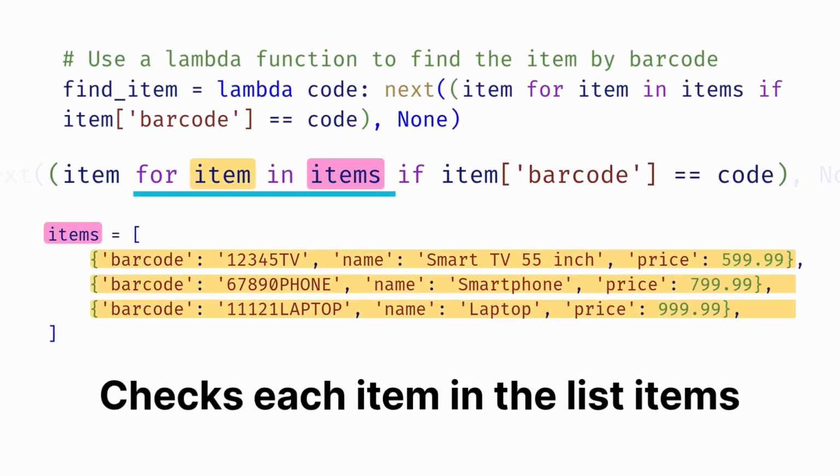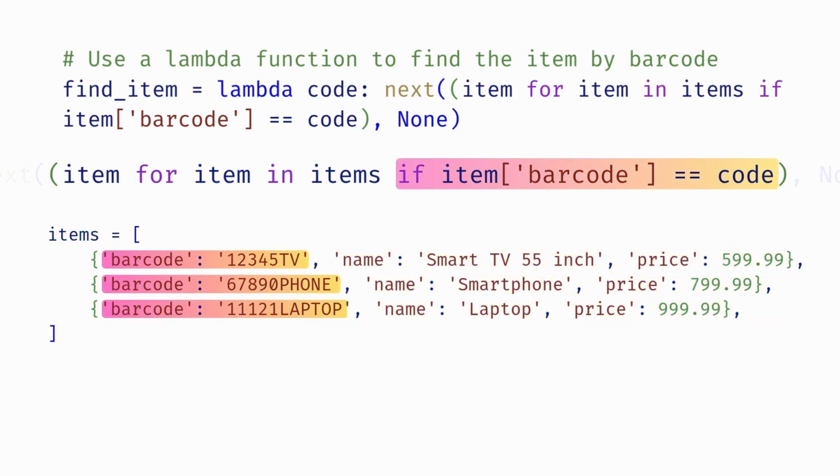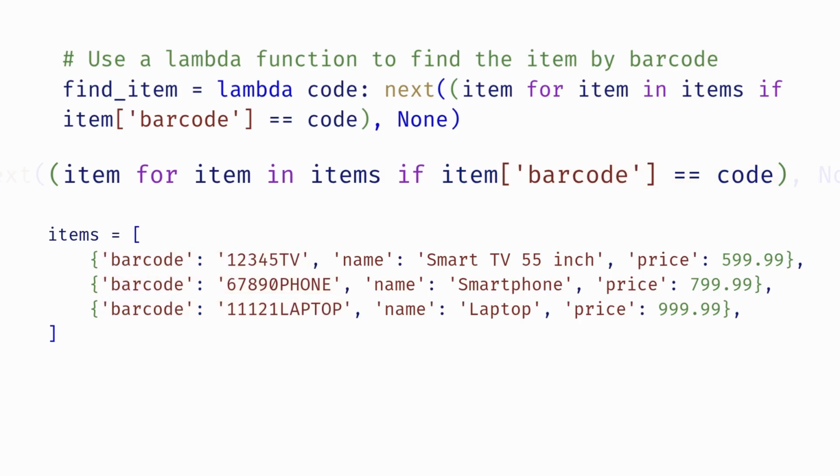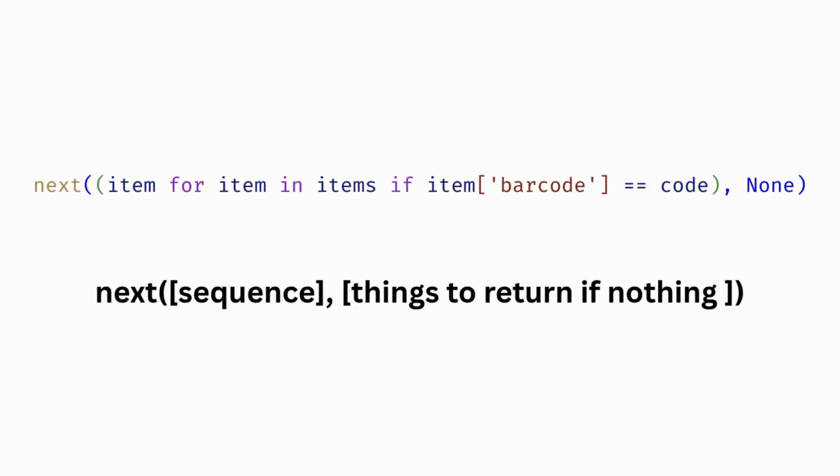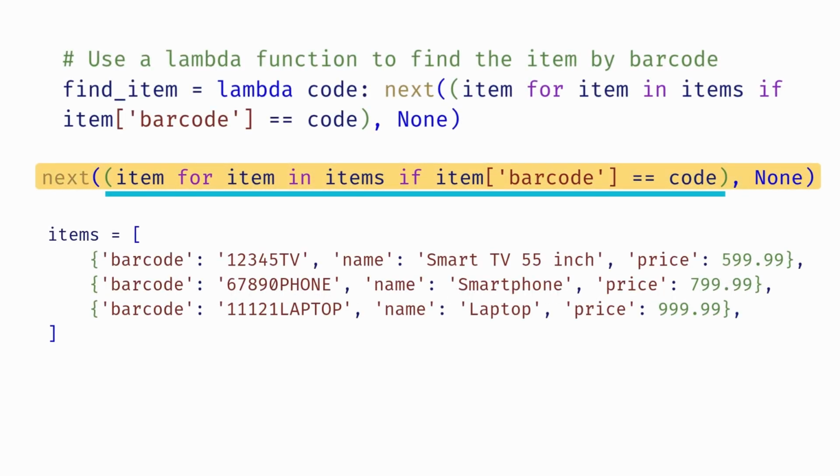For each item, it evaluates if item barcode is equal to code. If the condition is true, it yields that item. The next function takes the generator expression as its first argument and returns the first yielded item, that is the first dictionary matching the barcode. The second argument in next, None, is the default value returned if no item matches.